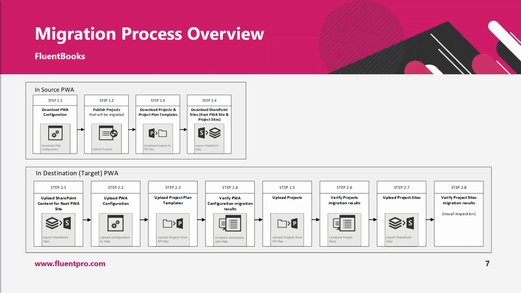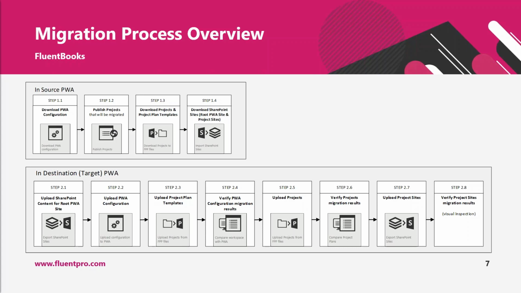The second part of data is project schedules. That includes schedules themselves with tasks, assignments, PDPs, project field values that you would see on PDPs, and project plan templates. Our recommendation before you start downloading data from PWA to packages is to publish projects in your source PWA. In our experience, it helps to improve data integrity.